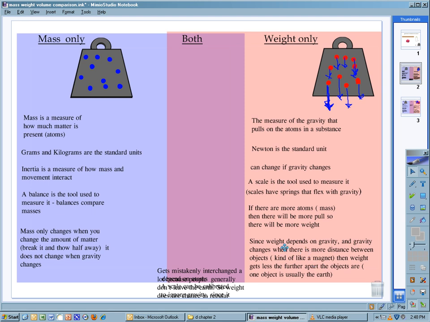Now, weight depends on gravity. If you change the gravity, the weight will change. Gravity changes if there's more distance between objects, kind of like a magnet. So the weight gets less the further apart objects are. Usually in class, when you're talking about weight, one of the objects is Earth. And it's really huge, and that's what creates most of the weight that we talk about.